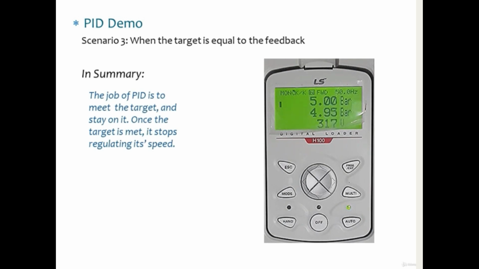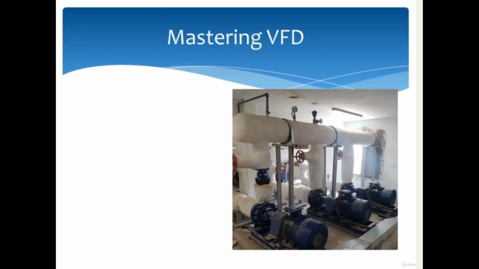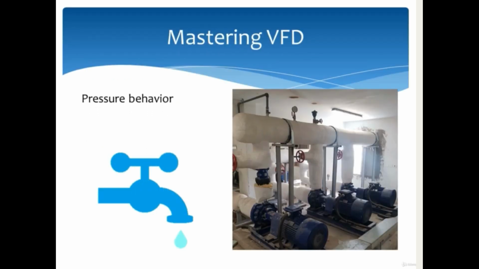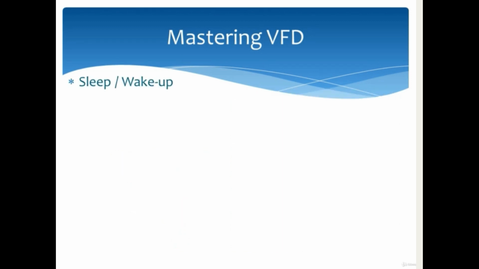Just to summarize, the whole idea is to get to the target and stay on it. The increase or decrease in pressure depends on demand in a real case scenario. If there is a demand for water, the pressure will drop, so the drive has to speed up the pump. And if there is no demand for the water, the working pump will build up the pressure, and now the pressure will rise and the pump needs to decrease the speed.